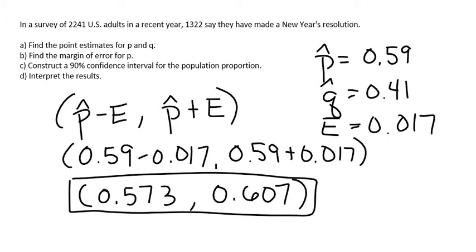The last thing that we want to do is interpret the results. To interpret the results, we're wanting to put English words to the numbers that we just found. So we can say, with 90% confidence, that the population proportion of U.S. adults who say they have made a New Year's resolution is between 57.3% and 60.7%.